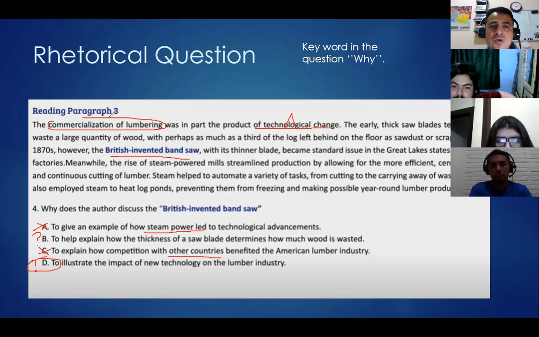So the rhetorical question is similar to the inference, right? Es decir, estas opciones no las van a encontrar aquí literalmente. That's the point of these questions, right?